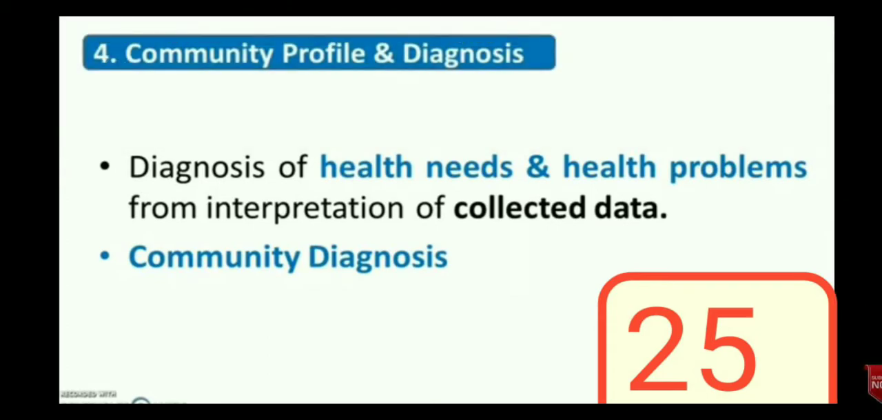The fourth element is community profile and diagnosis. In this diagnosis we see the data on the health needs and health problems, from the interpretation of the data collected, and the community diagnosis. So these are the 4 points that come under the elements.